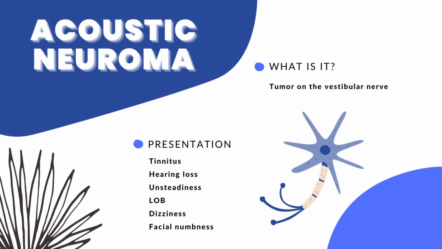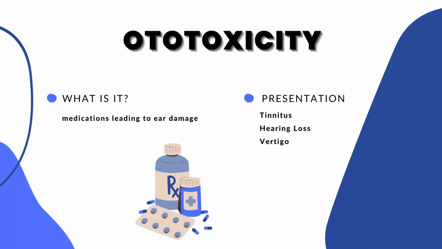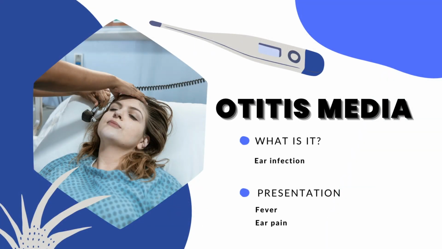Next, acoustic neuroma. This is a tumor on the vestibular nerve that presents with tinnitus, hearing loss, unsteadiness, loss of balance, dizziness, and facial numbness. Meniere's disease is basically like glaucoma of the ear, so you have some increased pressure and distortion of the sensory receptors, and it presents with tinnitus, deafness, vertigo for 30 or more minutes, and aural fullness. Ototoxicity can be due to medications that lead to ear damage and presents with tinnitus, hearing loss, and vertigo. Otitis media is just an ear infection that presents with fever and ear pain.